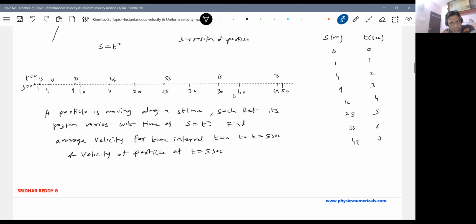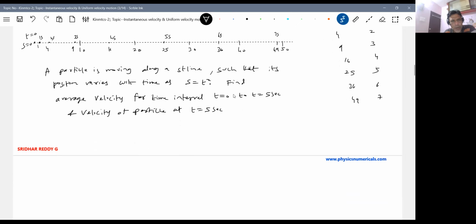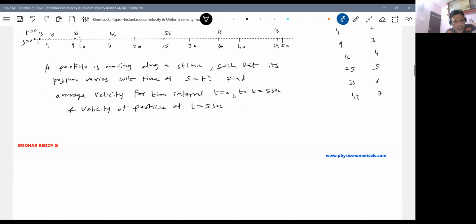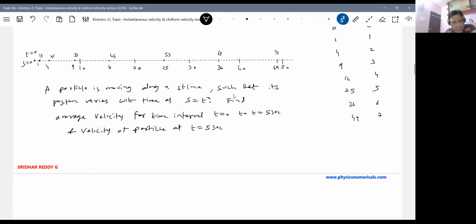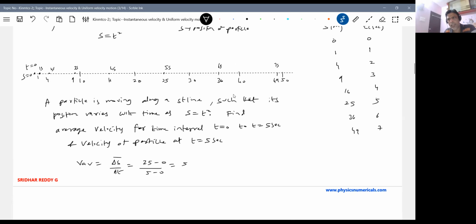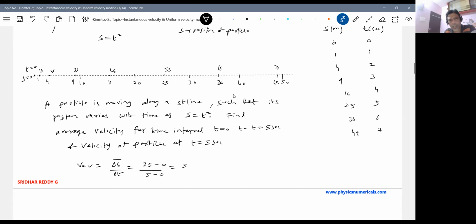So what shall we do here? How to calculate average velocity? So for first 5 seconds, the formula is very simple. V average equal to delta S bar by delta T. So 25 minus 0, 5 minus 0. How much it is? So it will be 25 by 5, 5 meter per second.